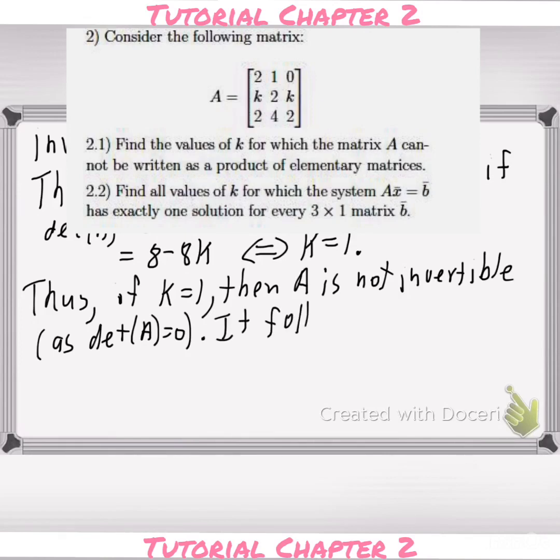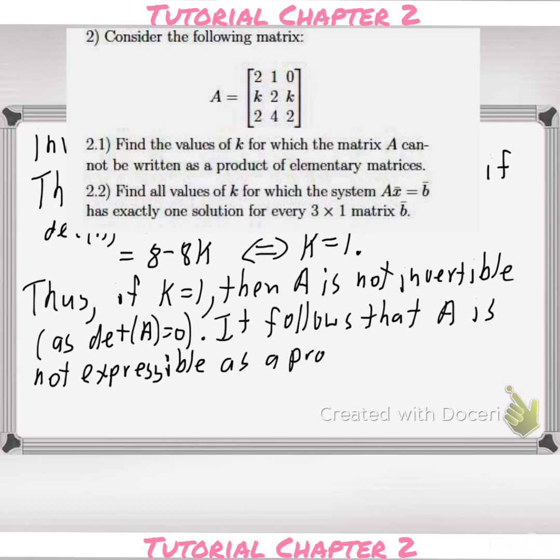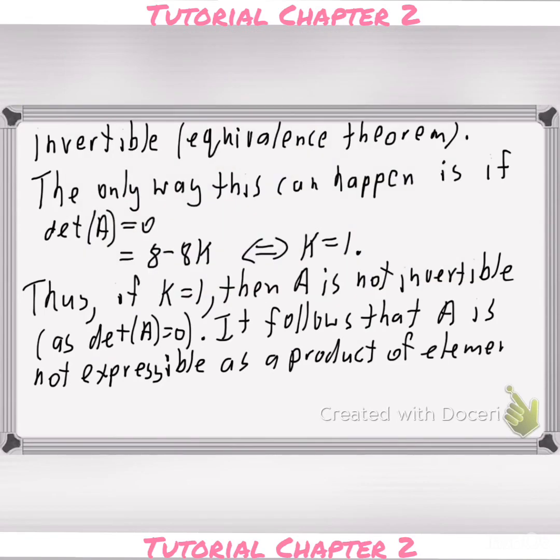So it follows that A is not expressible as a product of elementary matrices only when k is equal to 1.